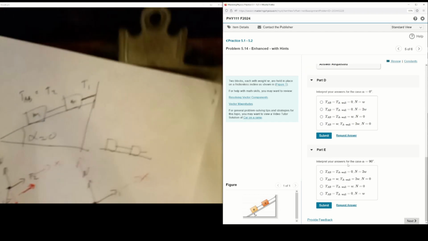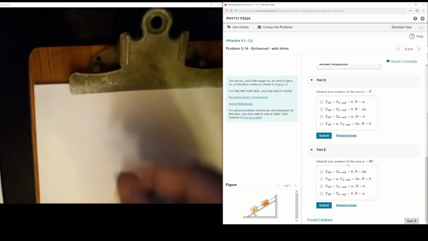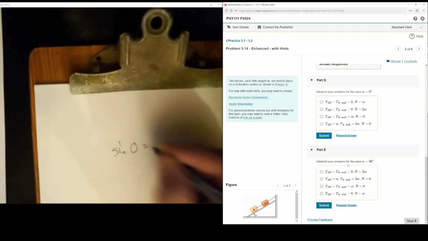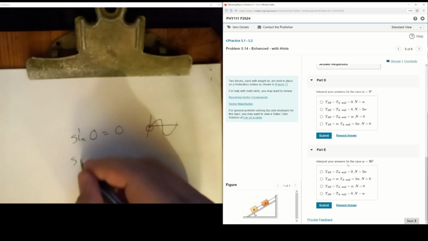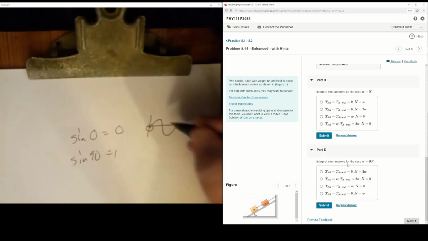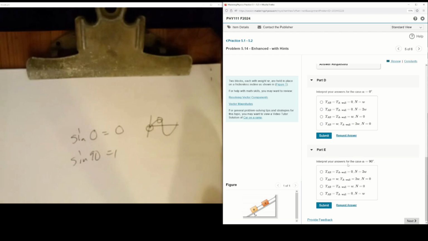And just to be clear, in case you don't know, the sine function looks like this, 0 at 0. Sine of 90 is 1. Well, that's the top point right there. So those are some angles we want to know, since they're asking about 0 degrees and 90 degrees. Let's check out the last one.